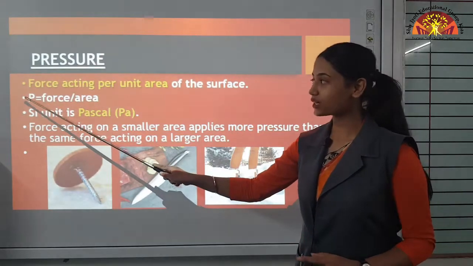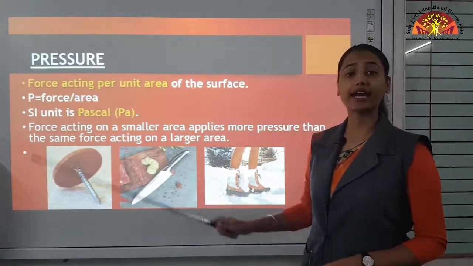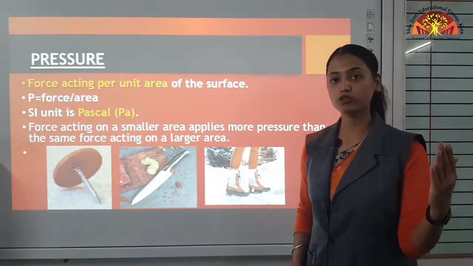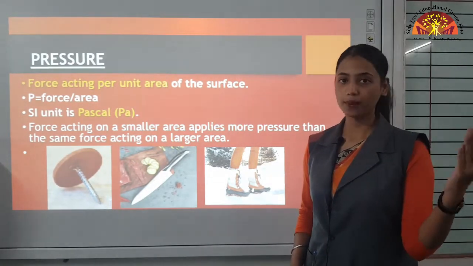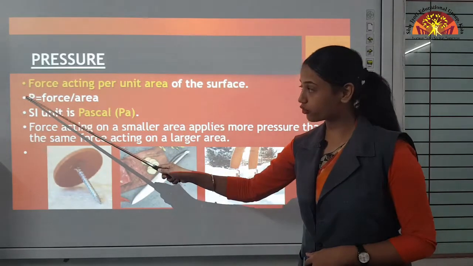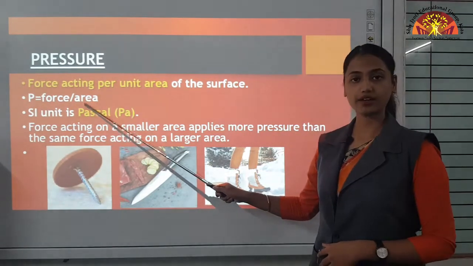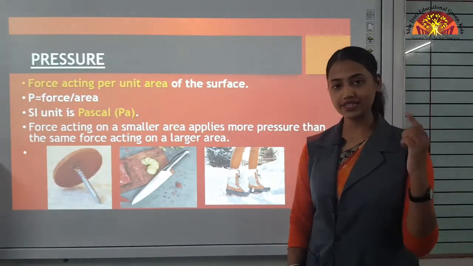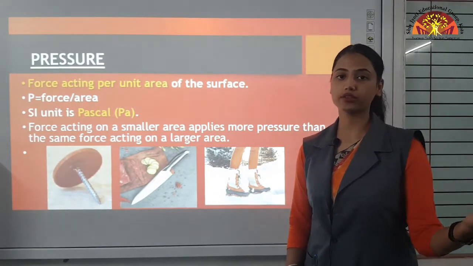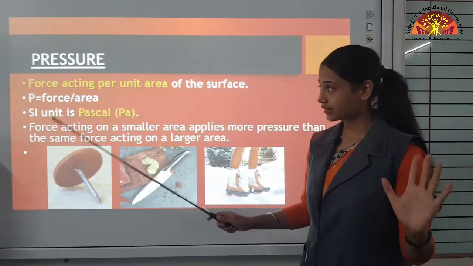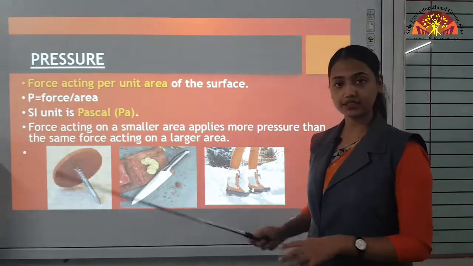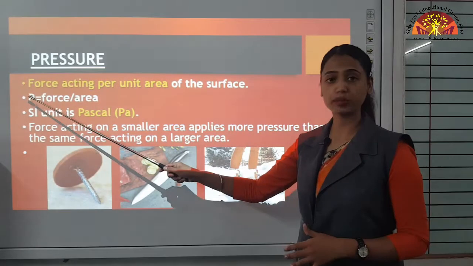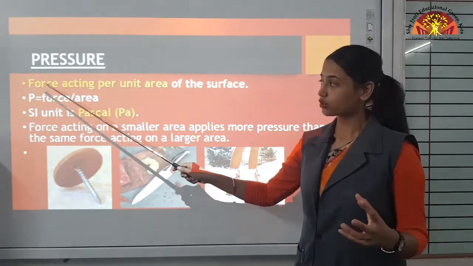Now we can say that pressure and force are directly proportional to each other, which means if we apply more force, then there will be more pressure. And pressure and area are inversely proportional to each other, which means if we decrease one quantity, the other quantity will automatically increase. Let's say if we decrease the surface area, then there will be more pressure. Got it?